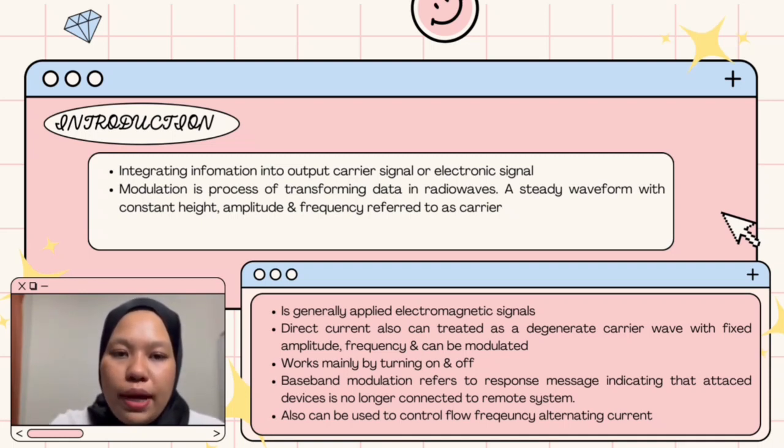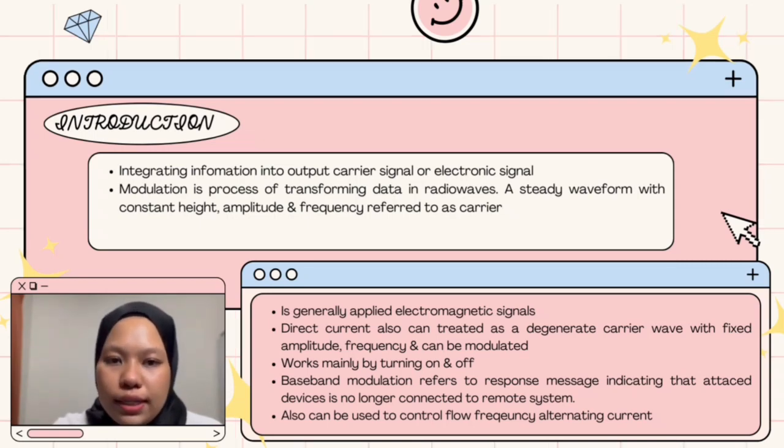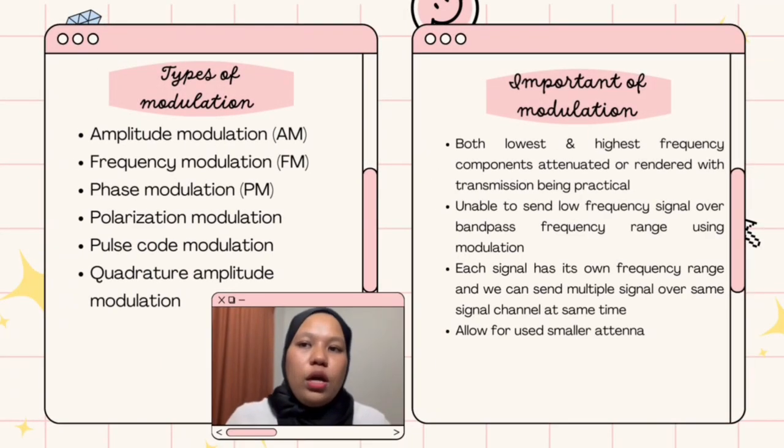It works mainly by turning on and off. Baseband modulation refers to a response message indicating that the attached device is no longer connected to the remote system. It can also be used to control the flow frequency of alternating current. As we know, modulation has several types, which are amplitude modulation (AM), frequency modulation (FM), phase modulation (PM), polarization modulation, passcode modulation, and also quadrature amplitude modulation.